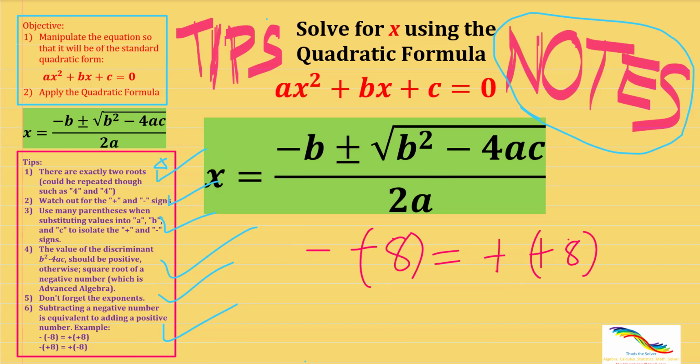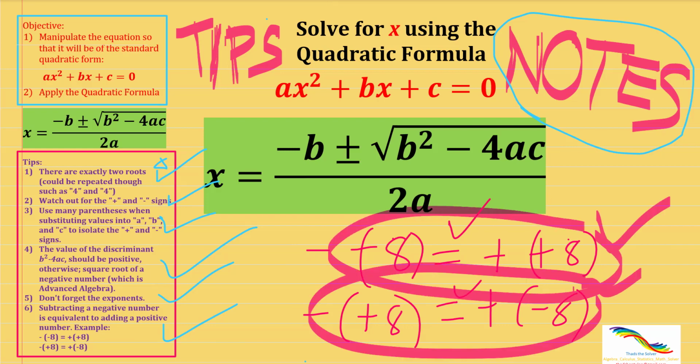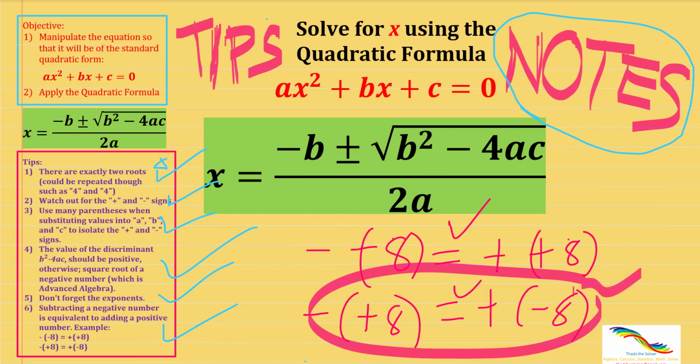Or subtracting a positive number is equal to adding a negative number. So negative of negative is positive, or negative of positive is negative. They are equivalent, they are equal. So don't forget this, because we will be using this technique. Okay, we'll be using that technique almost in every problem.